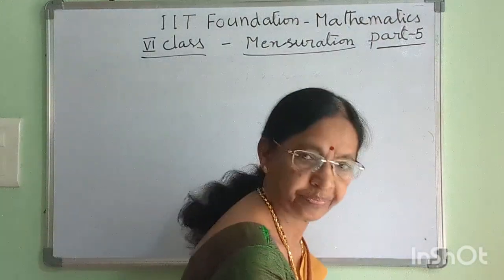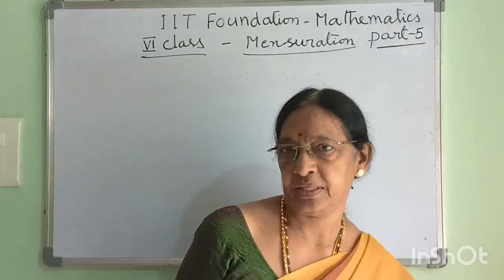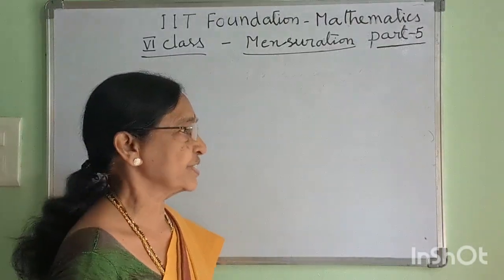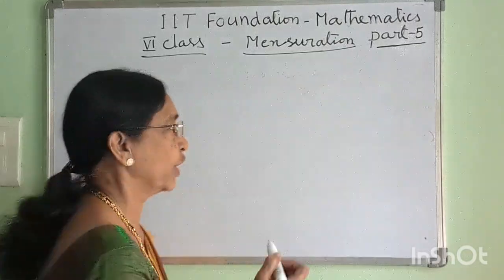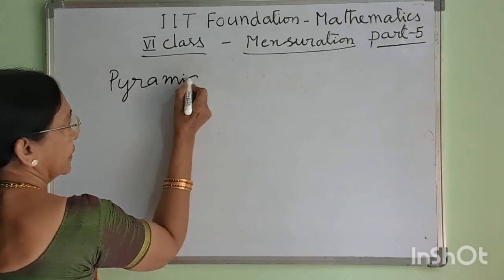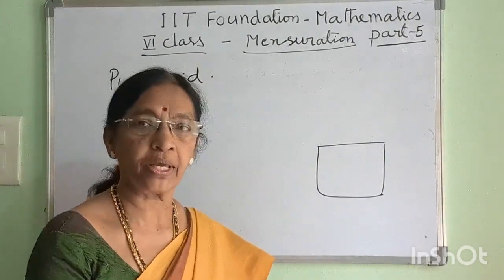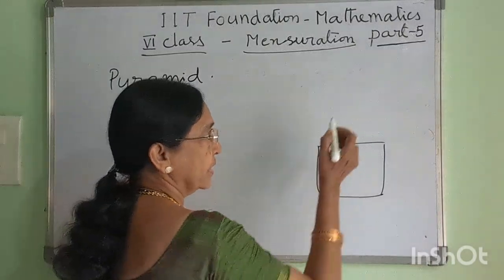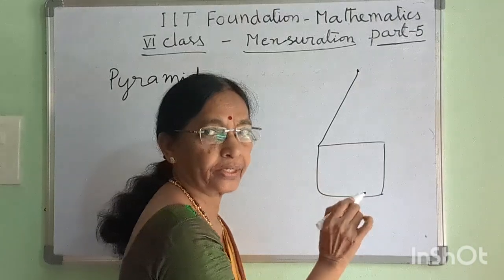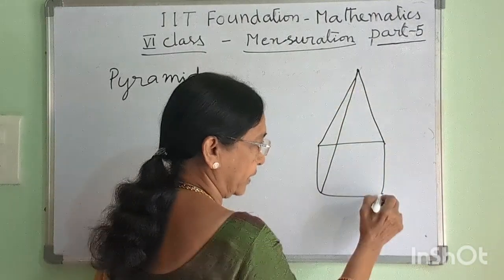Now we are dealing with the chapter mensuration, and that too solids. In solids, in the previous video we finished the prism. Now we will see the pyramid. A pyramid is a solid figure which is formed by a polygon base, and the vertices of the polygon are connected to a point in the air.